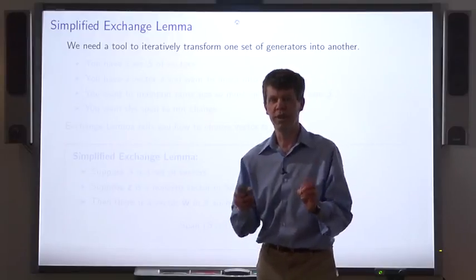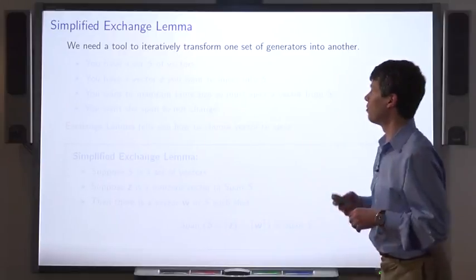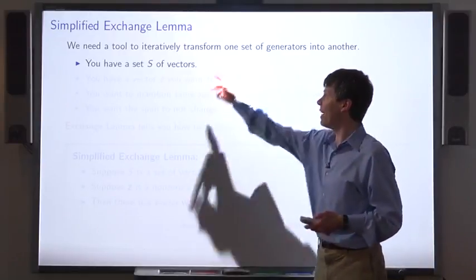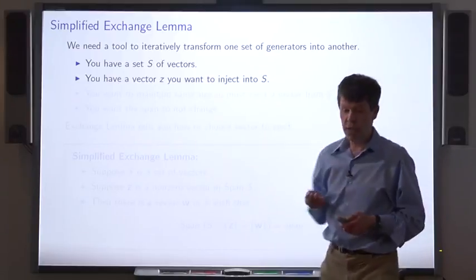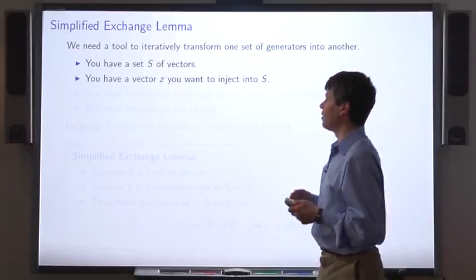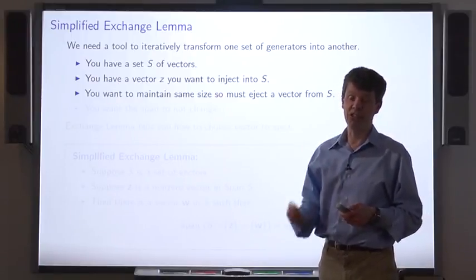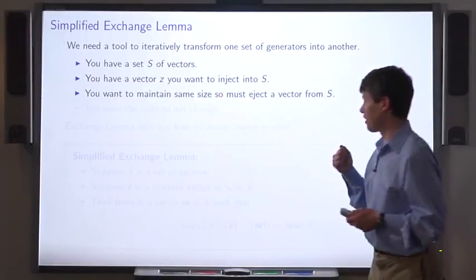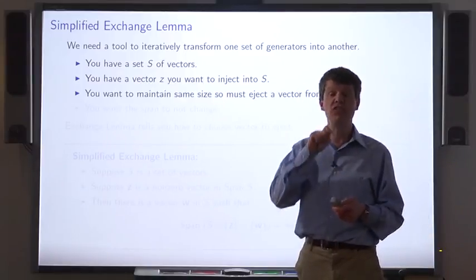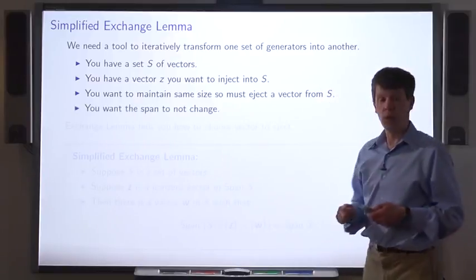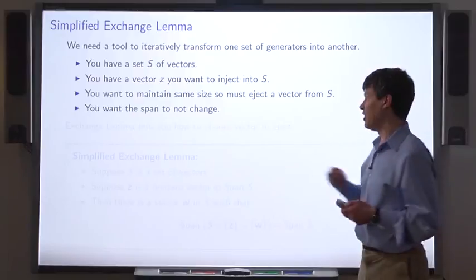We need a tool, a technical tool, to transform one set of vectors into another. So let's say you have a set S of vectors, and you have another vector Z that you want to inject into the set S. But you want to maintain that S has the same cardinality, so you have to eject another vector from S. And you want to do this in such a way that you don't change the span. Well, the exchange lemma is a technical way of achieving that.